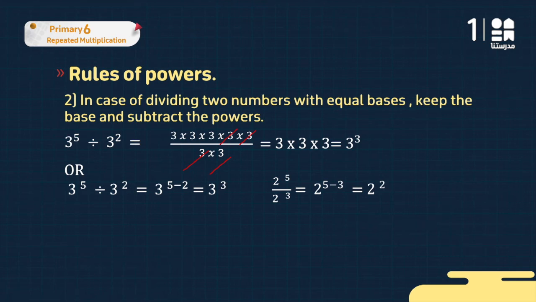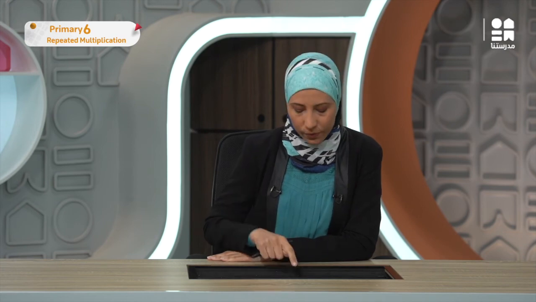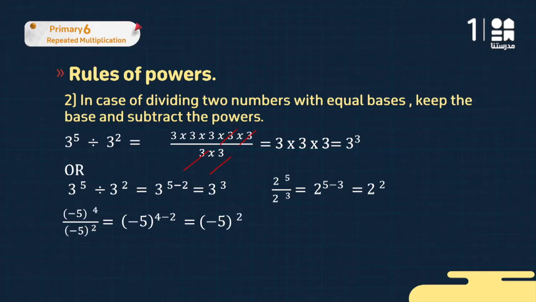I have the same base, 2. So I can write the same base, 2, and make 5 minus 3, which becomes 2. So my answer is 2 to the power of 2. It means 2 repeated 2 times: 2 times 2.